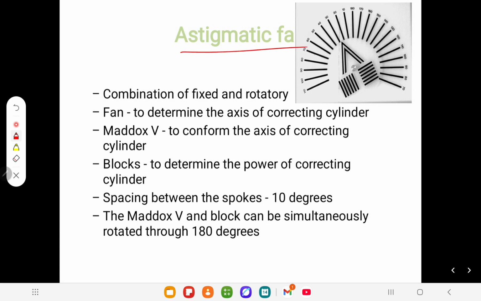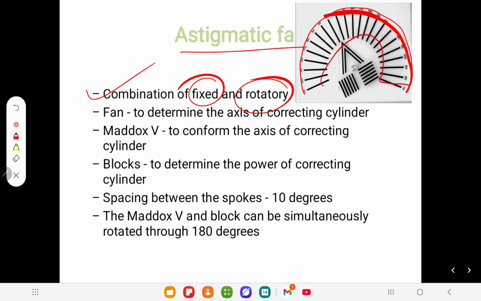Astigmatic fan and block. See, it's very important. 180 degrees, 10 degree spaces. This is the block and this is the Maddox V. Okay, so this is very sophisticated. The combination is fixed and rotatory. In this chart this part is fixed, but these three things are not fixed, they can rotate.